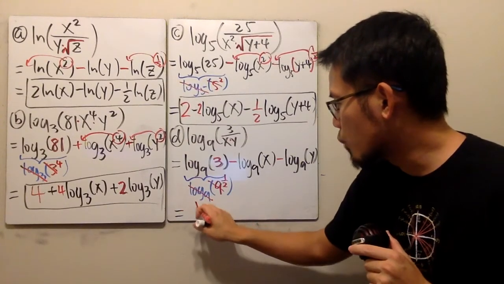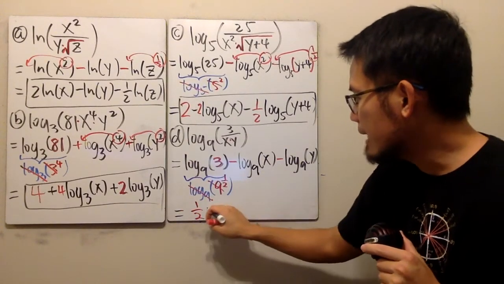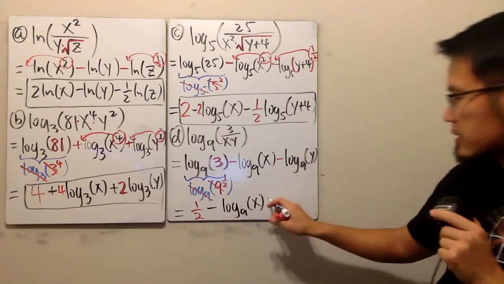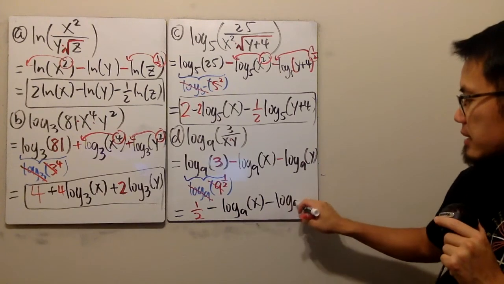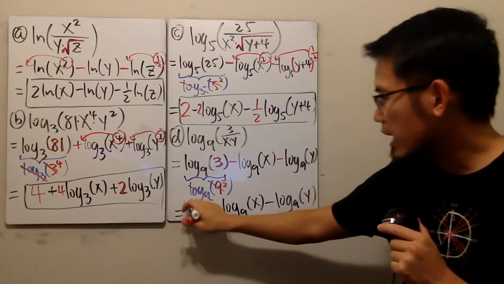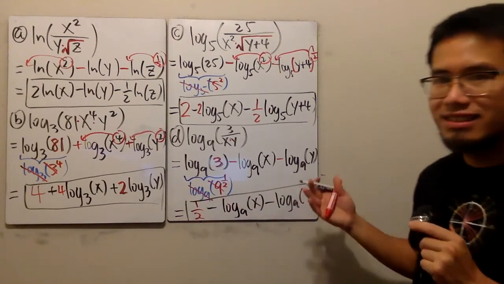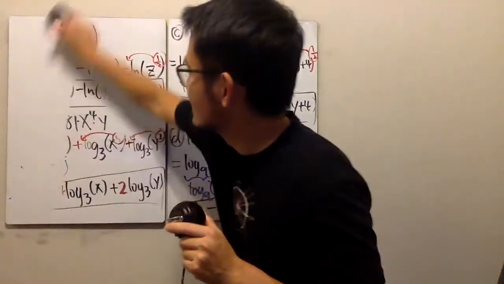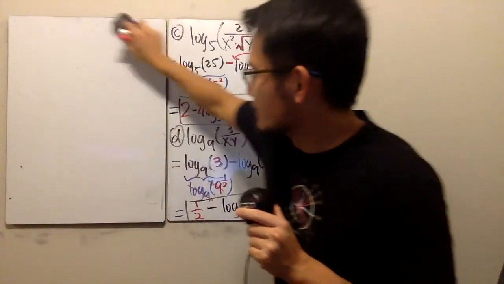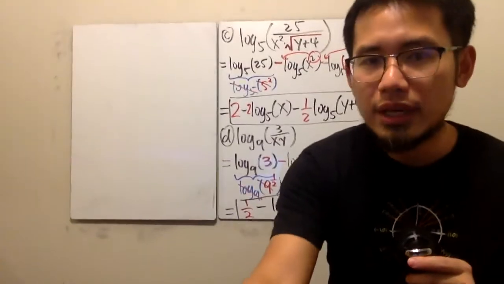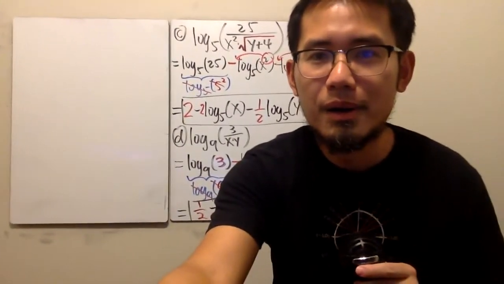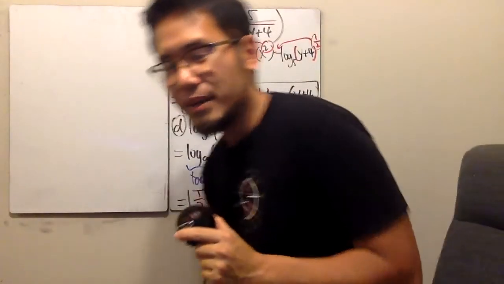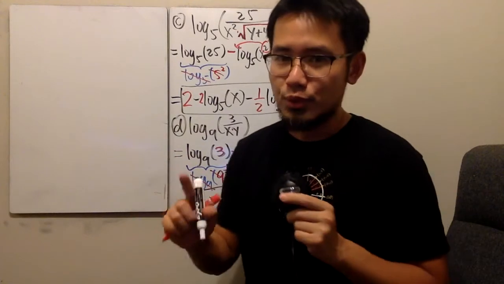The first part is 1/2, and then minus, we have the log base 9 of x, and then lastly, minus log base 9 of y. And with that, we are done. Well, not yet, 2 more, right? Okay, oops. Here we go. Sorry about that. Okay, last one. Well, no, 2 more, not last one.